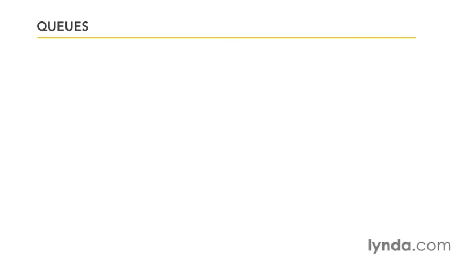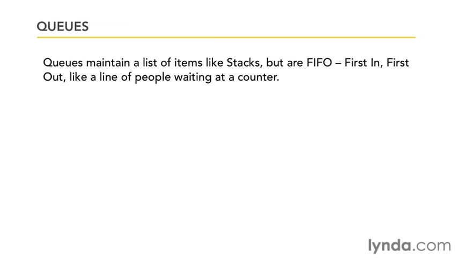Well, continuing on with the cavalcade of collection data structures, we're now going to look at queues. Queues maintain a list of items kind of like stacks do, but they're different than stacks in that they're FIFO, or first in, first out, kind of like a line of people waiting at a counter. In fact, if you've ever spent any time in the UK, you'll probably hear lines referred to as queues. And queues in programming work pretty much the same way.